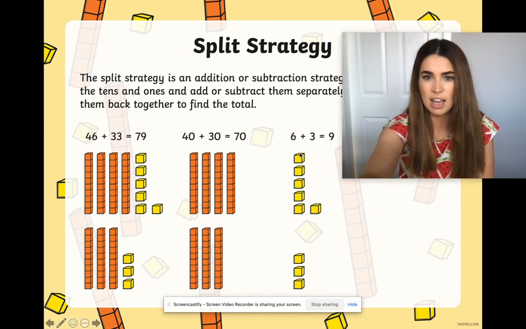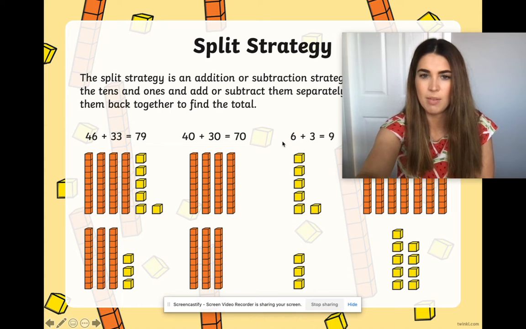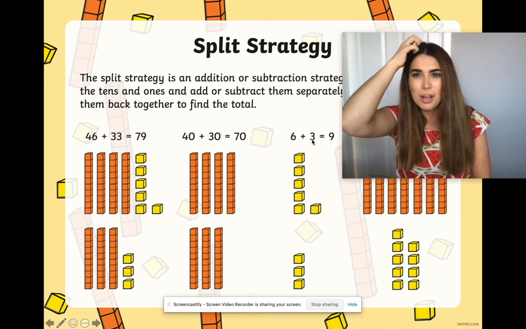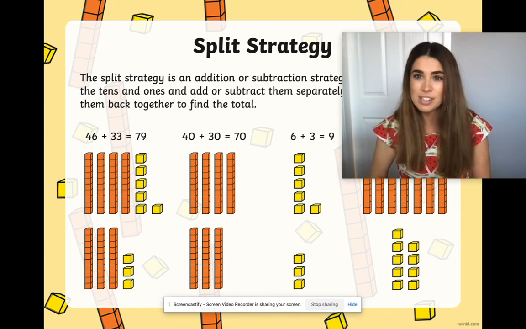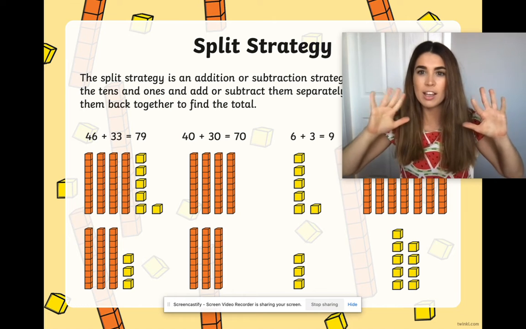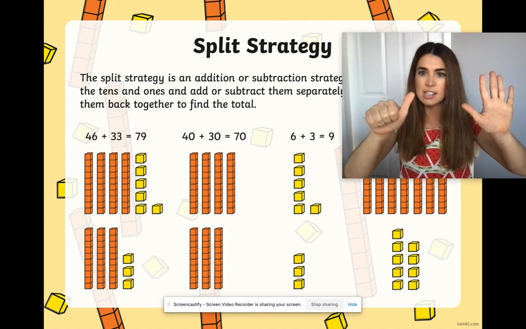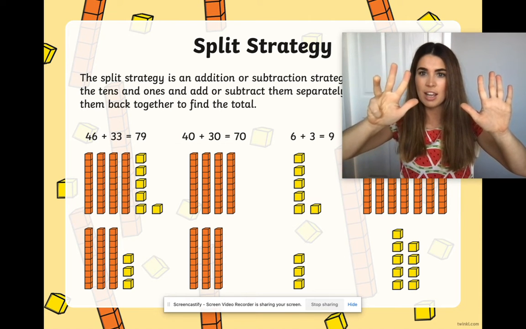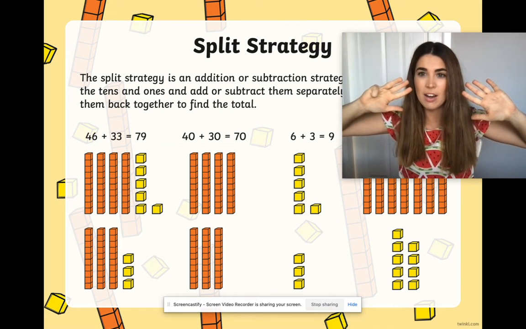Can you see that over here? 6 plus 3, and written in a number sentence up here. 6 plus 3, to work that out, I can use friends of 10. I know 6 plus 4 is 10, and 3 is 1 less, so that's going to be 9. Or I can use my finger strategy. 6 plus 3, how many fingers are up now?